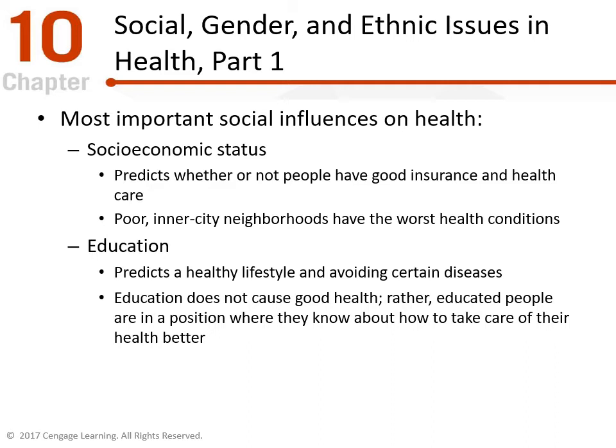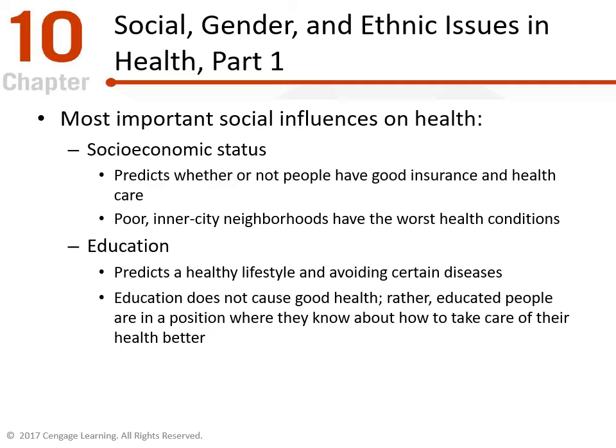So education predicts a healthy lifestyle and avoiding certain diseases. The quality and quantity of outcomes is poorer with lower educational levels when looking at specific diseases such as rheumatoid arthritis. So they can even make predictions about particular diseases from your socioeconomic status. But remember, education does not cause good health. Rather, educated people are in a position where they know how to take care of their health better.